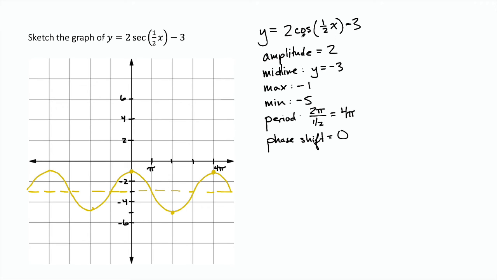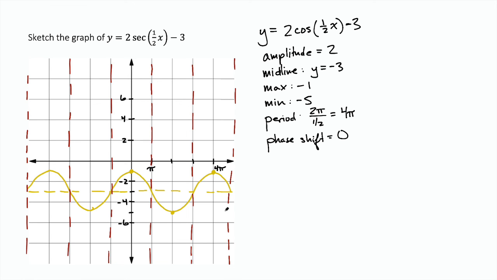But that's not what we want. We want the secant. To get the secant graph, we will sketch our asymptotes. You get asymptotes everywhere where this touches the midline. So we're going to have an asymptote over here, and here, and here. Everywhere where that cosine function touches the midline, it's where we have a vertical asymptote for the secant.